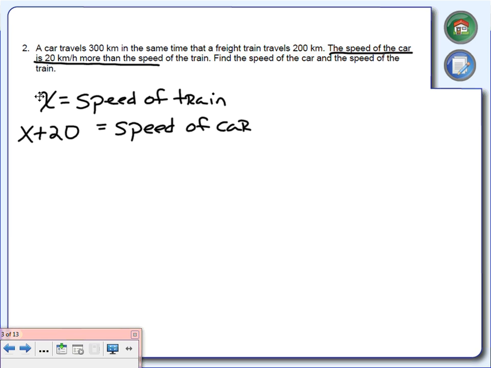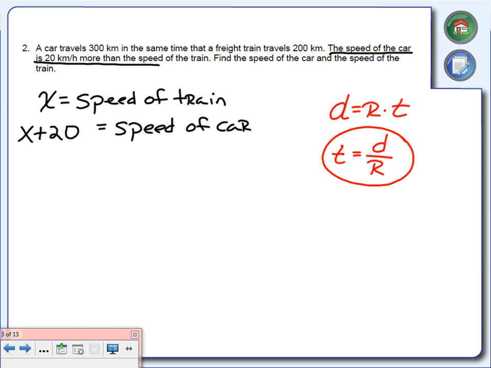Again, I gave you 2 equations at the beginning of class. I gave you one that said distance is equal to rate times time. Distance is equal to rate times time. Well, if distance is equal to rate times time, then time should be equal to distance divided by rate. In other words, if I solve for t, I would divide both sides by r, which would leave me with t overall. So we'll be using that in a second.